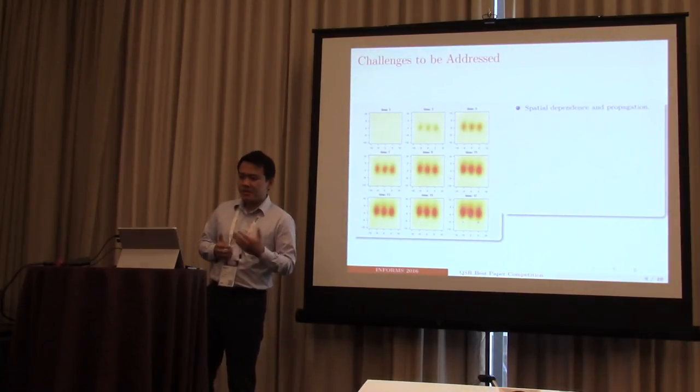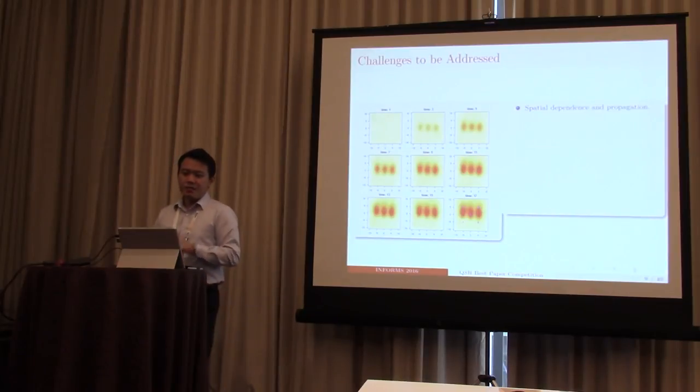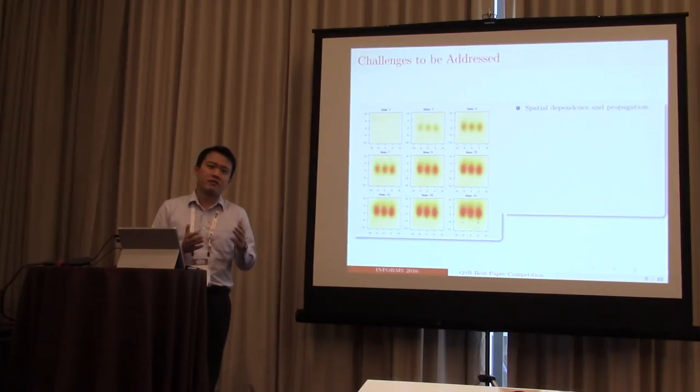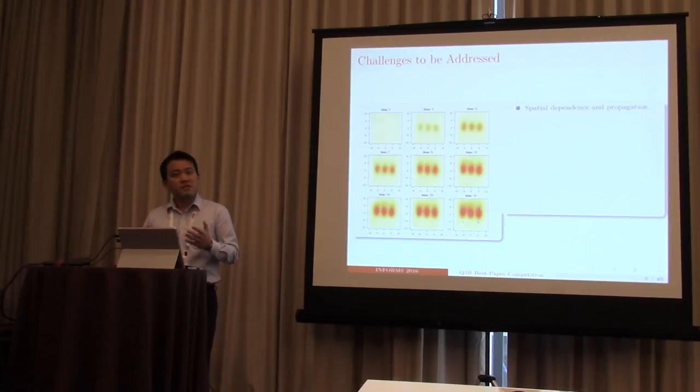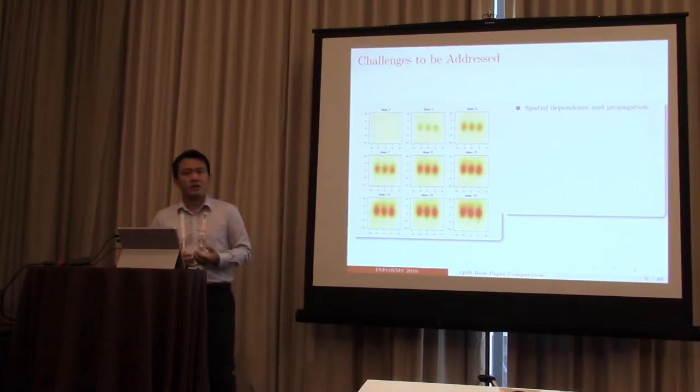Now, let's take a look at what the challenges are. The first challenge is that we need to address the spatial dependence and spatial propagation. Sometimes the spatial dependence is known due to the underlying physical mechanisms, but most of the time it's not known and needs to be established through statistical analysis.